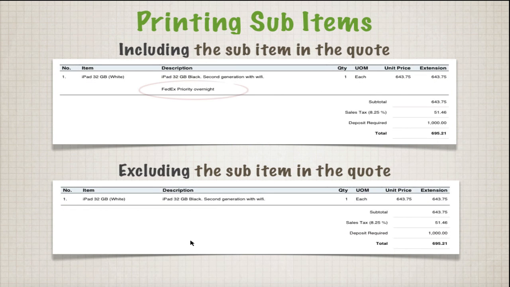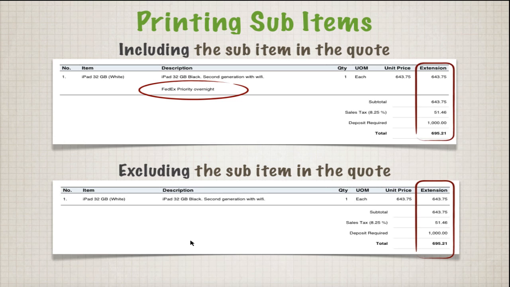Here's the benefit. When you print the quote, you can choose to display the sub-item in the line item description, or you can hide it altogether. Either way, the total price of the product is the same. It totals both the sub-item and the parent item.